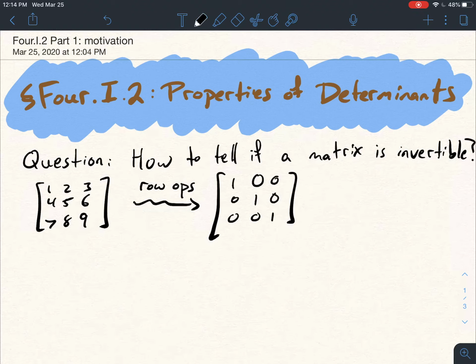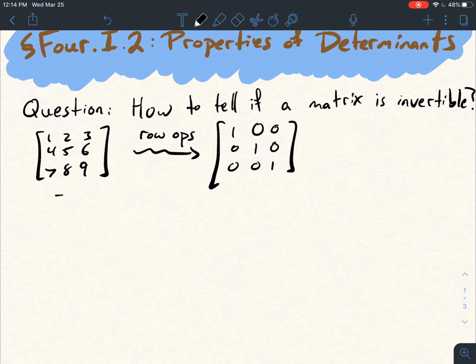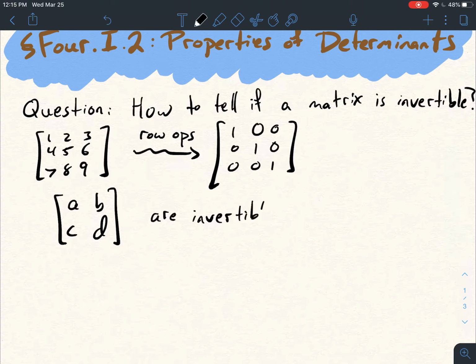So that's a little bit tedious to do sometimes, especially if we have much larger matrices than 3x3. But first, let me remind you of something we talked about before. 2x2 square matrices are invertible if and only if AD minus BC is not equal to 0.